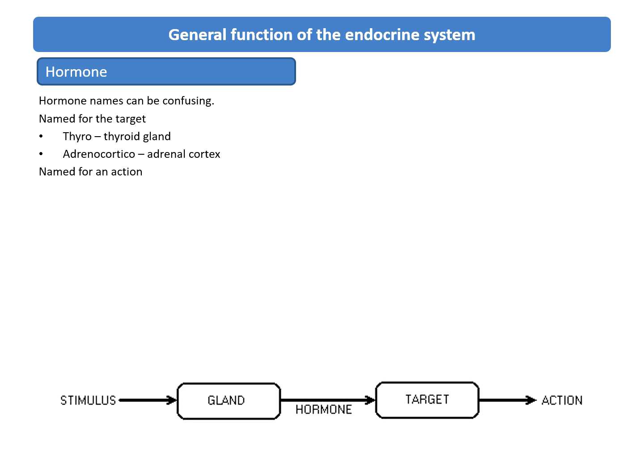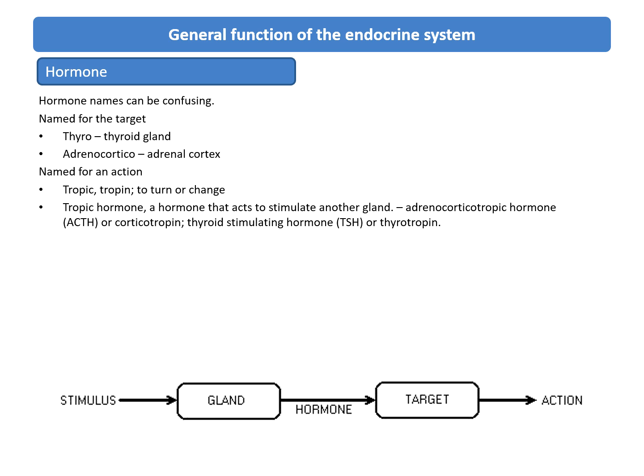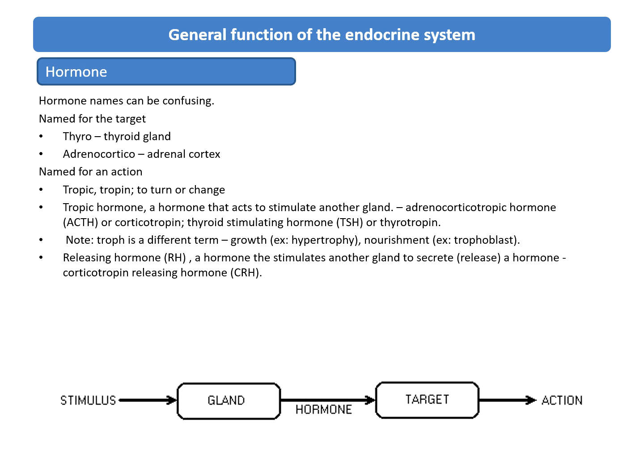They may be named for an action, tropic or tropin, to turn or change. Tropic hormones are hormones that stimulate another gland. So you have the adrenocorticotropic hormone, ACTH, or corticotropin. You have thyroid stimulating hormone, TSH, or thyrotropin. Note that the word trop is different from troph, T-R-O-P-H. Troph is a different term. It refers to growth, as in hypertrophy, or nourishment, as in trophoblast.